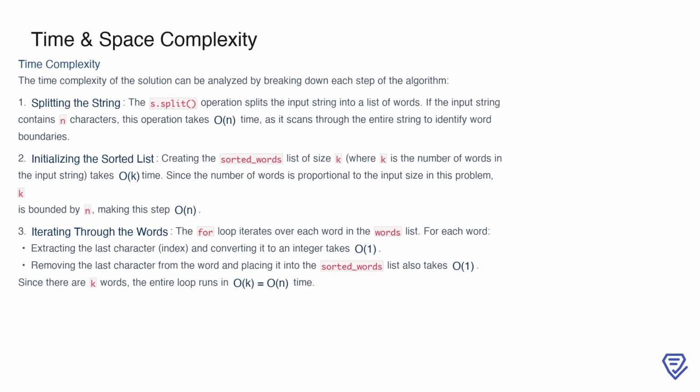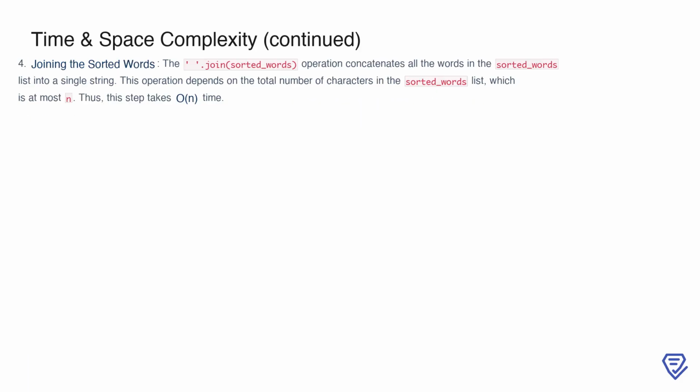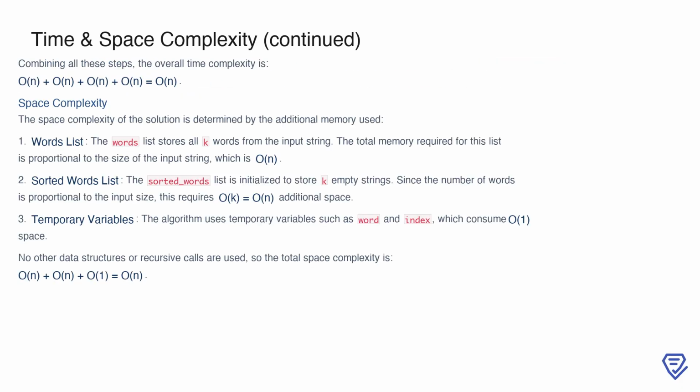To analyze the time complexity of this solution, we break it down into its individual steps. First, the s.split operation scans the entire input string to identify word boundaries, which takes O(n) time since it processes each character once. Since k is proportional to the input size, this initialization also takes O(n) time. For each word, extracting the last character, converting it to an integer, and removing it are constant time operations, O(1). The join operation depends on the total number of characters, which is at most n, making it O(n). Adding up these steps gives us a total time complexity of O(n) plus O(n) plus O(n) plus O(n), which simplifies to O(n).